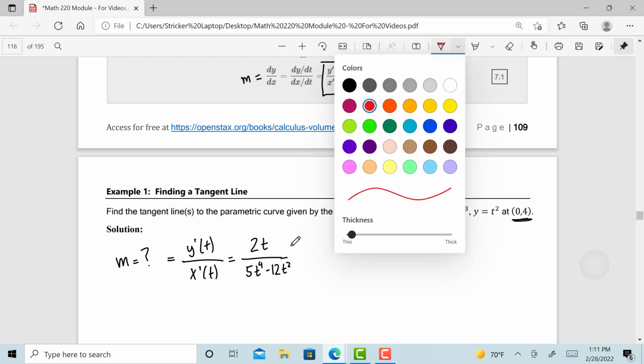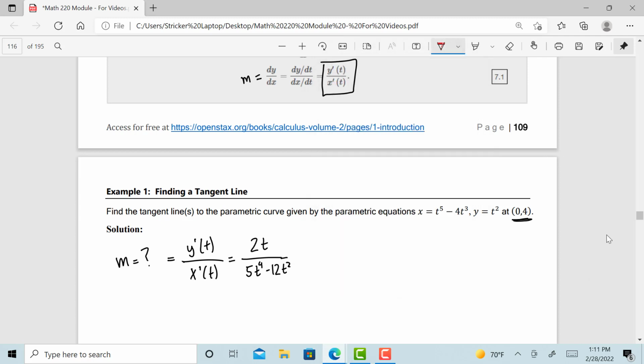Now, make a note about this, because we don't just call that the slope. That expression gives you the slope at really any value of t, right? This gives the slope at any point, or any value of t.